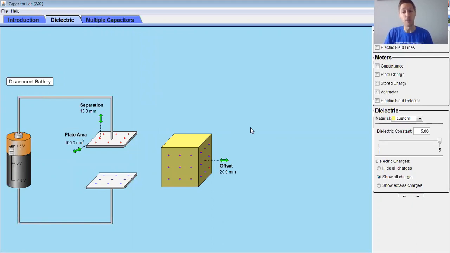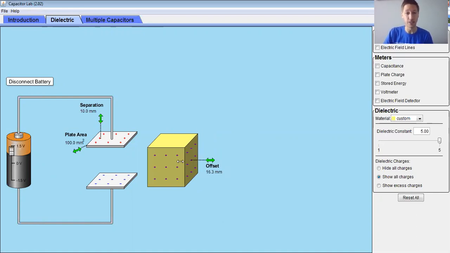Dielectric constants are basically, think of it like how resistive the material is towards electrons moving through it. In a capacitor, you can change what's between the plates. Here we have just nothing, just air. Air is defined as a dielectric of 1, meaning that's just the default.